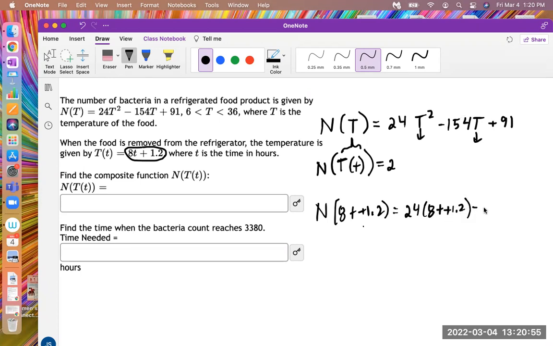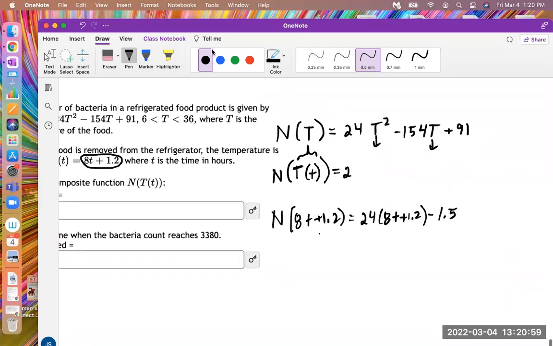And then everywhere I see the T in the function, I have to plug in the 8t plus 1.2, and it's a good idea to always plug things in parentheses. It's good when it's just a single number, but it's especially important right now, and it's going to cause you problems if you don't do that. And then the 91. Let me double check and highlight. See, I have a T here, and I'm glad I double checked, because this should be squared. That's a common mistake that most students make.